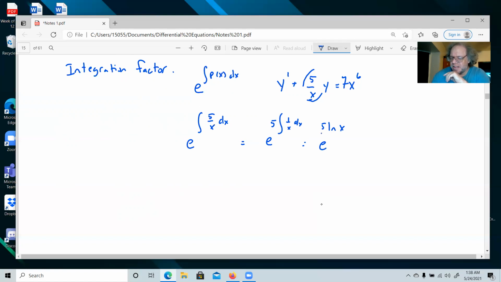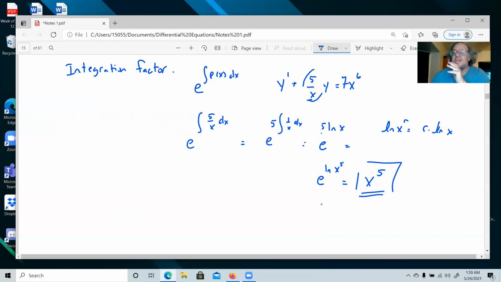And remember, the natural log of x to the r is equal to r times the natural log of x. Remember that from the rules of logarithms? So this is going to be e to the natural log of x to the 5th. And what is e to the natural log of anything? Anything. That's where I got my x to the 5th. It's no sorcery. It's just integration factor.